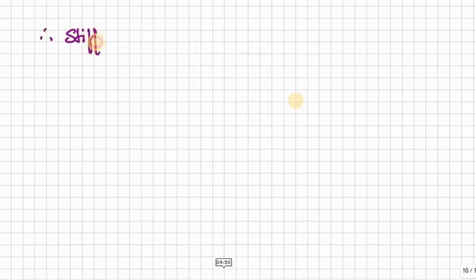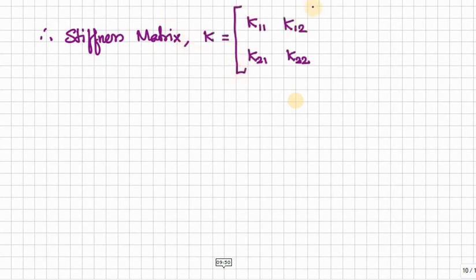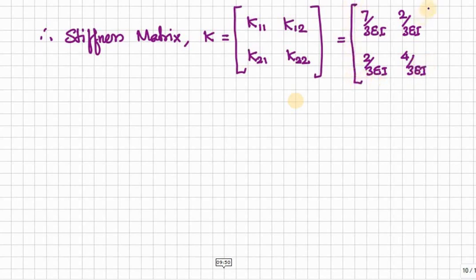Therefore, the stiffness matrix K is equal to K11, K12, K21, K22. So, substituting the values obtained in the previous steps, this is equal to 7 by 3 EI, then 2 by 3 EI, then 2 by 3 EI, then 4 by 3 EI. So once we have the stiffness matrix, the next step is the force vector, because now that K is computed, we can compute it.